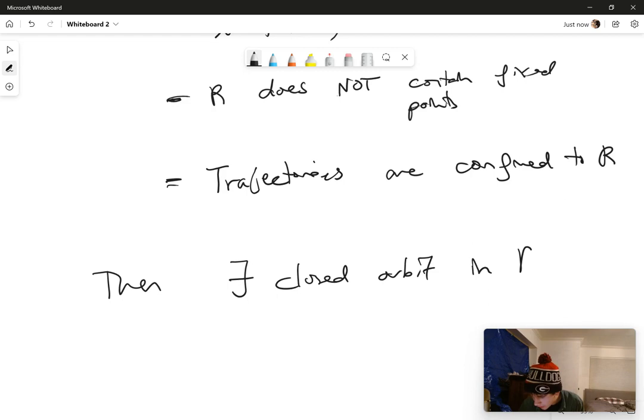in R. And in fact, that closed orbit is attracting, so all trajectories will approach this closed orbit. So I should put stable.